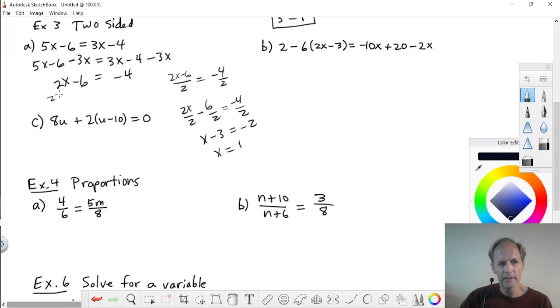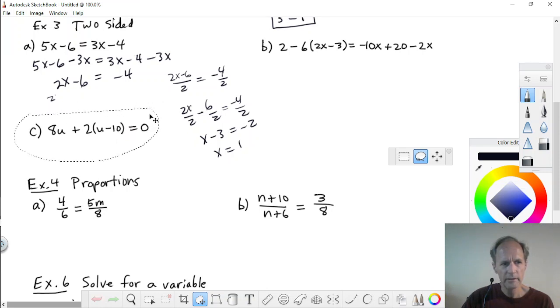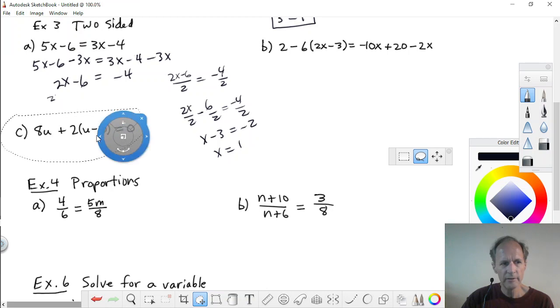And I didn't leave myself a lot of room here, so I'm going to have to kind of squeeze this in there. Maybe I'll move this next one down just a little. Show off my cool lasso. Move it down a little bit. Now I'm going to have a tight squeeze on the next one. That's okay.